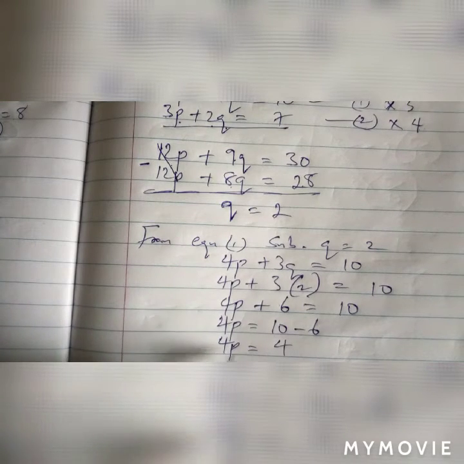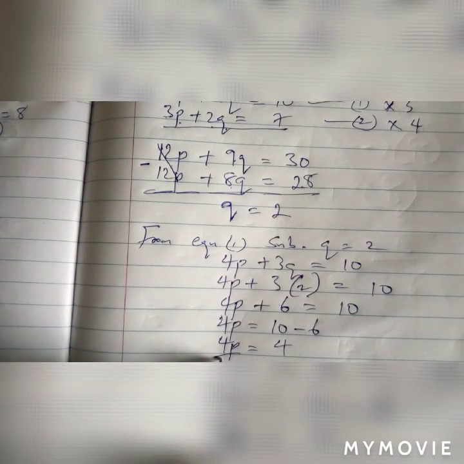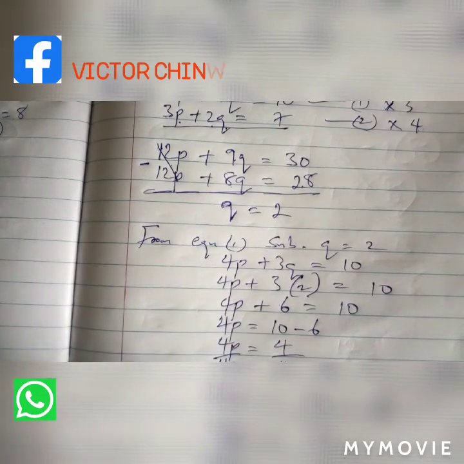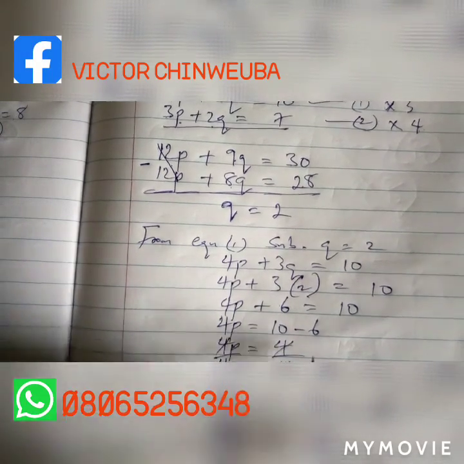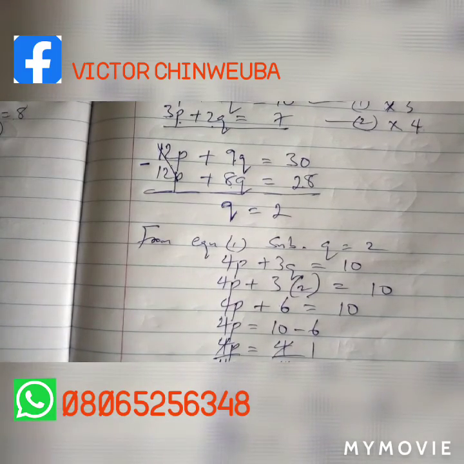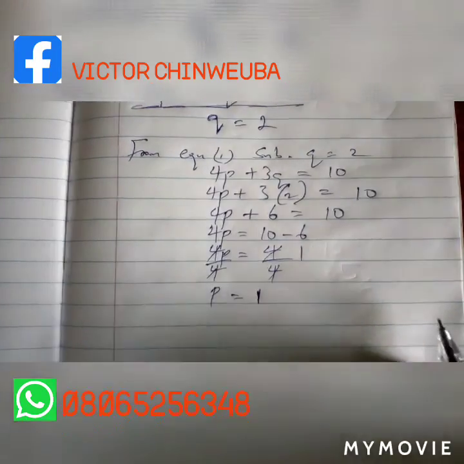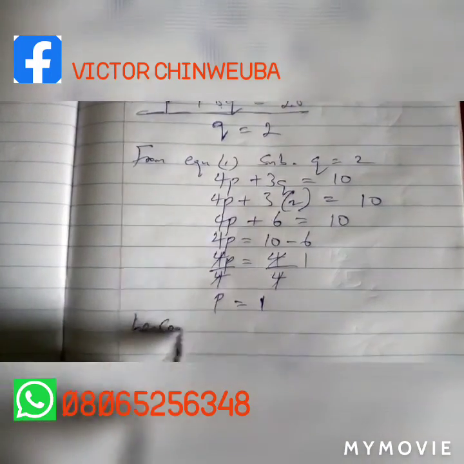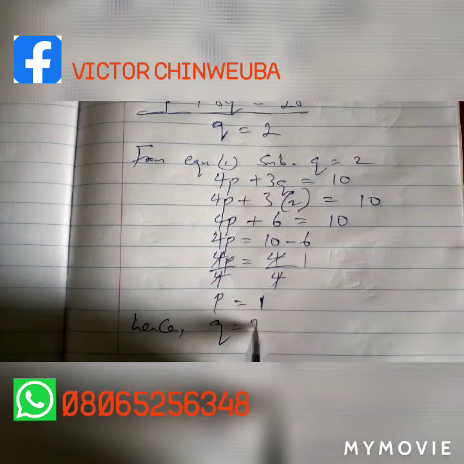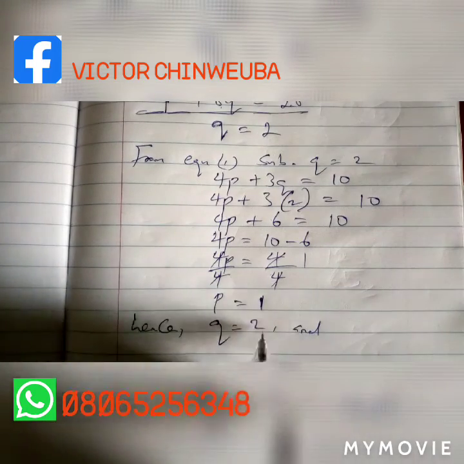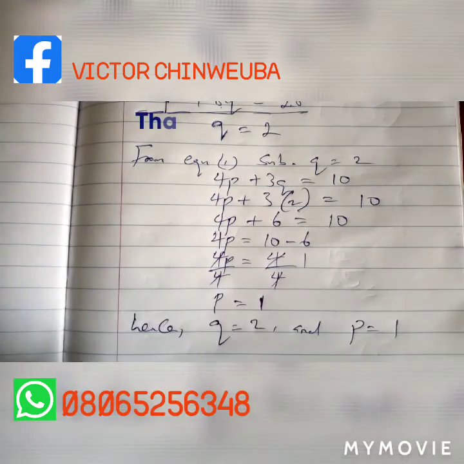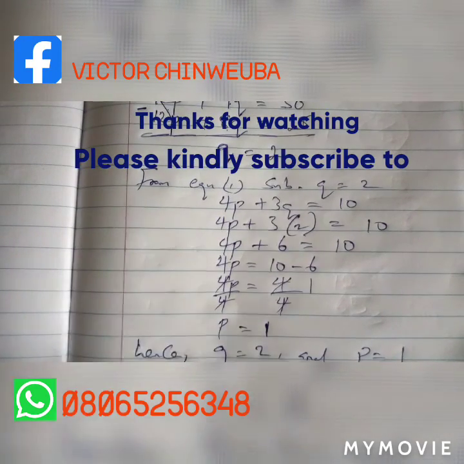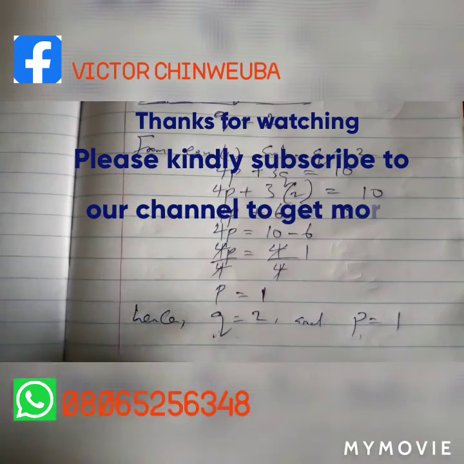So we divide both sides by 4, the coefficient of p, so that we can make p the subject of the formula. So this cancels, and we have 4 over 4 as 1, so p equals 1. Right, so we have our p to be 1, so hence we have gotten our q as 2 and our p as 1. Okay, so we've gotten the two unknowns, p and q. So our q equals 2 and our p equals 1.